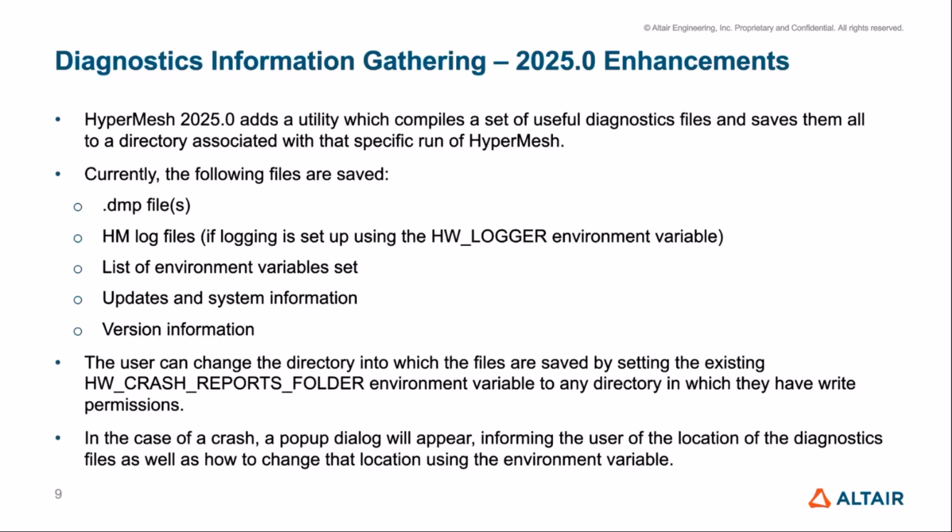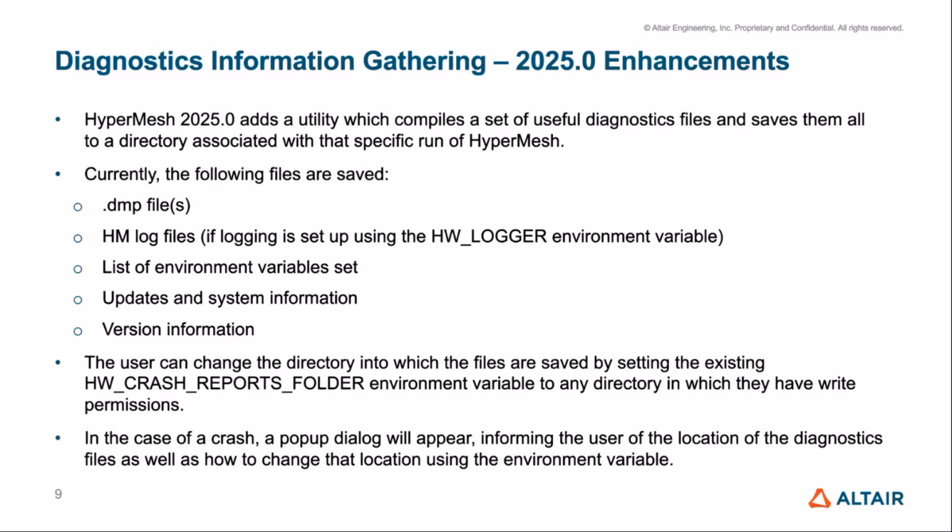Thanks, Chema. The new feature that we've added for HyperMesh 2025 from the framework side. First off, we create a folder now that's called Altair crash files _ process ID. So they each have unique identifiers, and we put the files in there. The user can change the directory into which we save these by setting the HW crash reports folder environment variable to any directory into which they have write permissions.